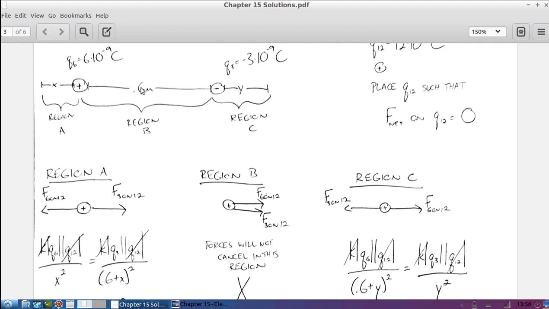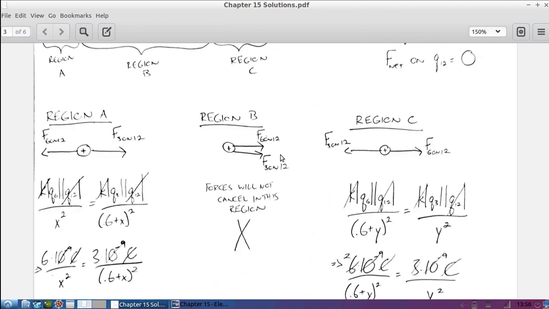Let's check out region B. If I'm a positive charge here, the 6 nanocoulomb charge is going to push me in the positive x direction, and the negative 3 nanocoulomb charge is going to pull me in the same direction. So if I'm in region B, both of the forces due to these particles are going to be acting in the same direction. So there's no way I can put the charge there in region B. And it would be the same for a negative charge, right? The forces would just act in the negative x direction.